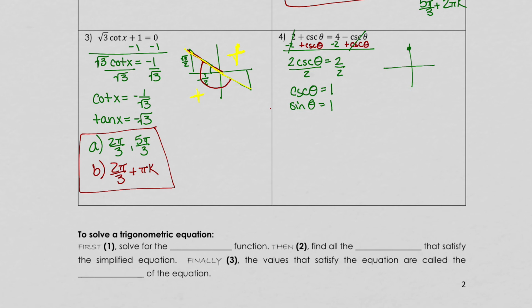And sine being 1 is right there at pi over 2. So A is just pi over 2. Because at 3 pi over 2, it's -1. So we just want the positive, which means B will be pi over 2, and my period is 2 pi times k, because you have to go all the way around to get back to it.